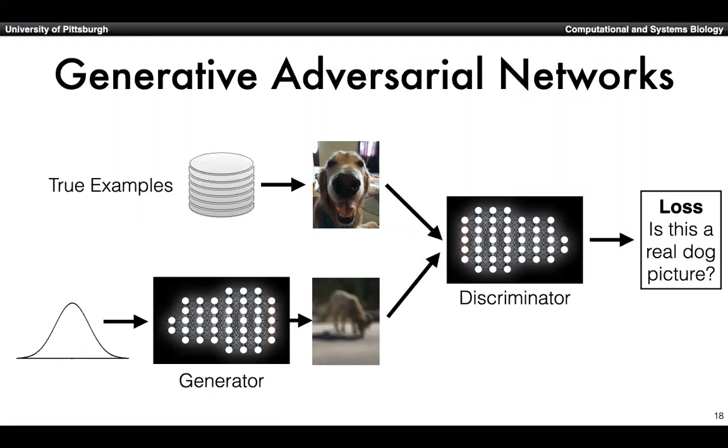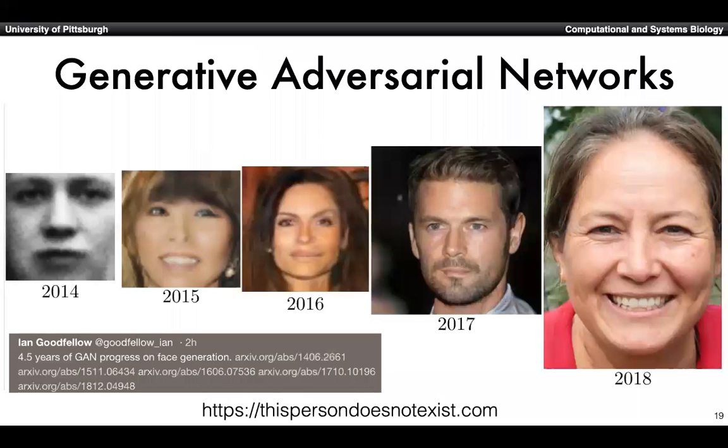You have a generator network that creates these new images, and then you have a discriminator, which learns to distinguish between the fake images and the real images. By training these in an adversarial relationship to each other, you actually end up generating realistic-looking but completely fake images. And it's been very successful over the years, from these blurry, low quality images to these photorealistic images of completely fake, non-existent people.